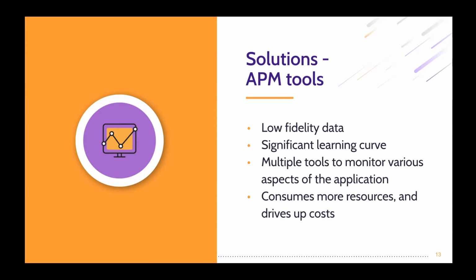APM tools are a great solution when it comes to debugging your cloud architecture applications, but they have some major disadvantages. First of all, the low fidelity data. Data is collected in low fidelity, so while the solution can be relied on to alert you that something is wrong, it provides little direction as to just what that something is and how you can fix it.